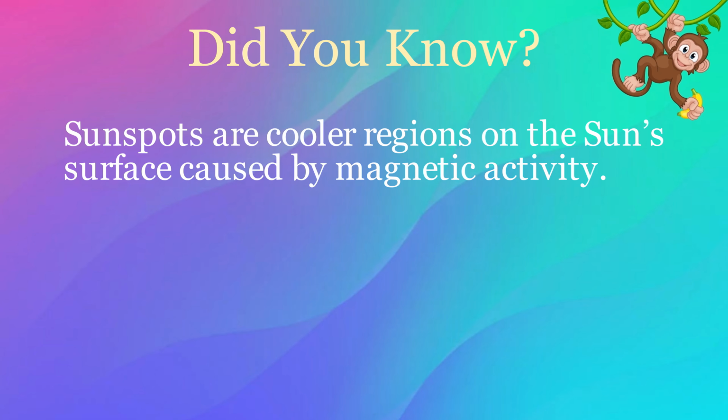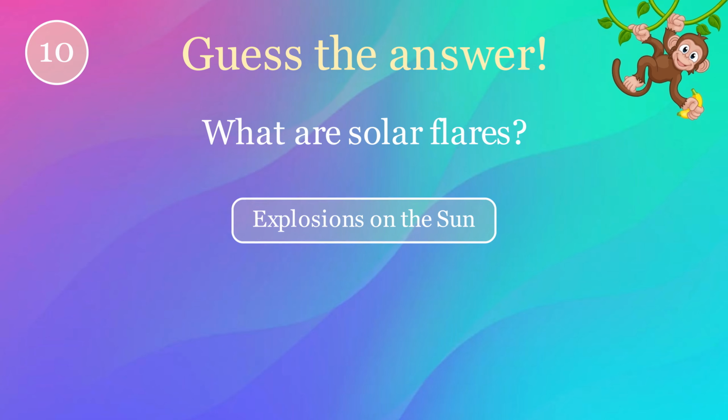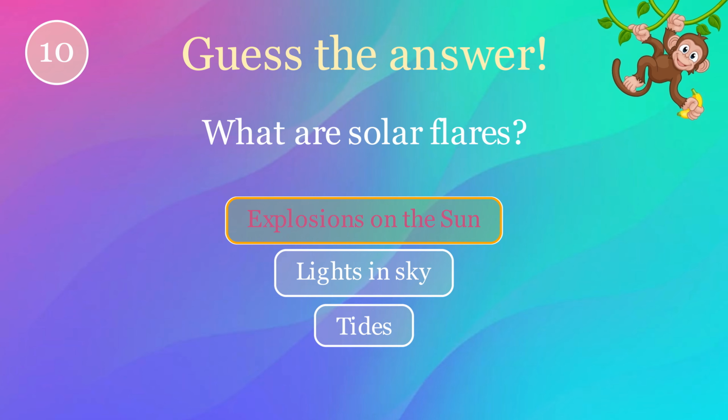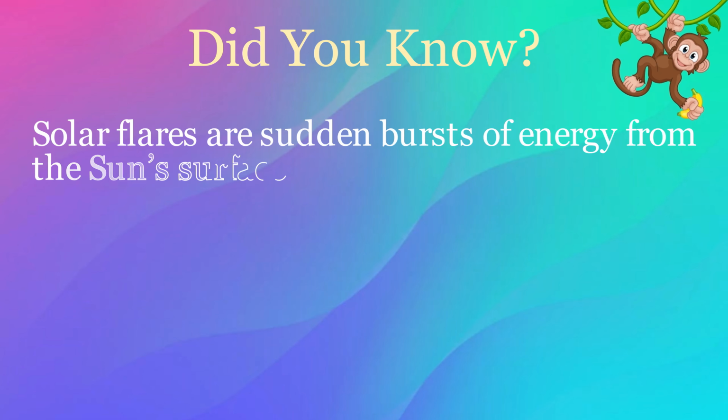What are solar flares? Explosions on the sun. Lights in sky. Tides. The correct answer is explosions on the sun. Here's an interesting fact: solar flares are sudden bursts of energy from the sun's surface.